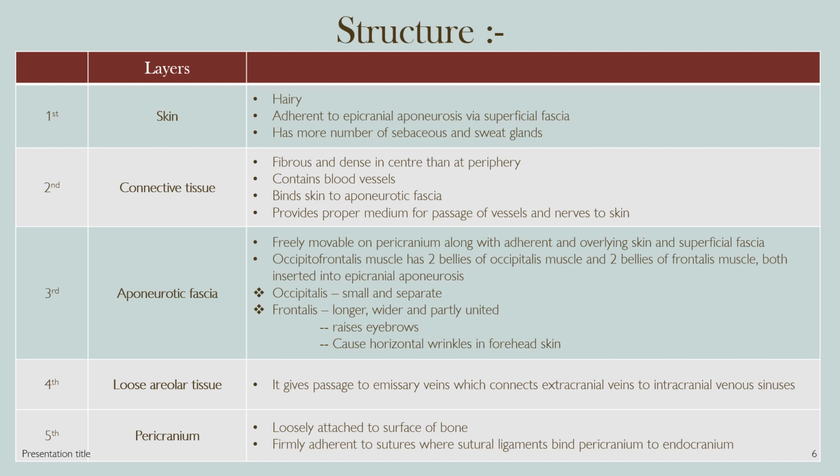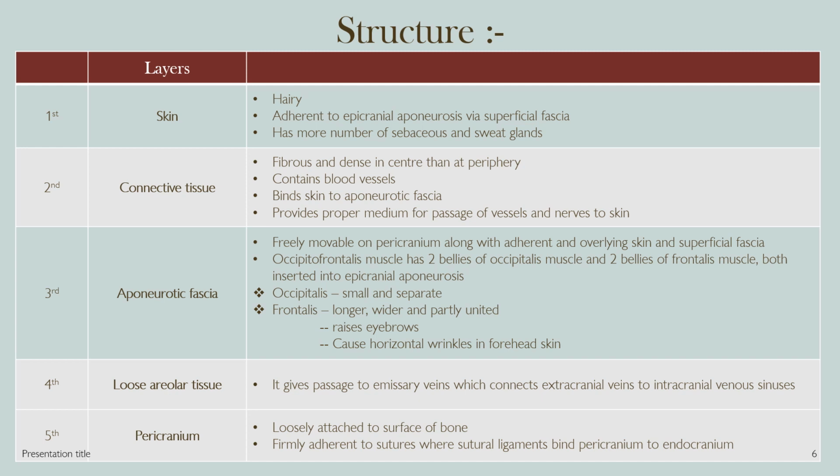The third layer is the aponeurotic fascia, and it is a freely movable layer on the pericranium along with the adherent overlying skin and superficial fascia. There are two bellies of occipitalis muscle and two bellies of frontalis muscle, both inserted into the epicranial aponeurosis. Occipitalis is small and separate, while frontalis is longer, wider, and partly united, which raises the eyebrows and causes horizontal wrinkles on the forehead.